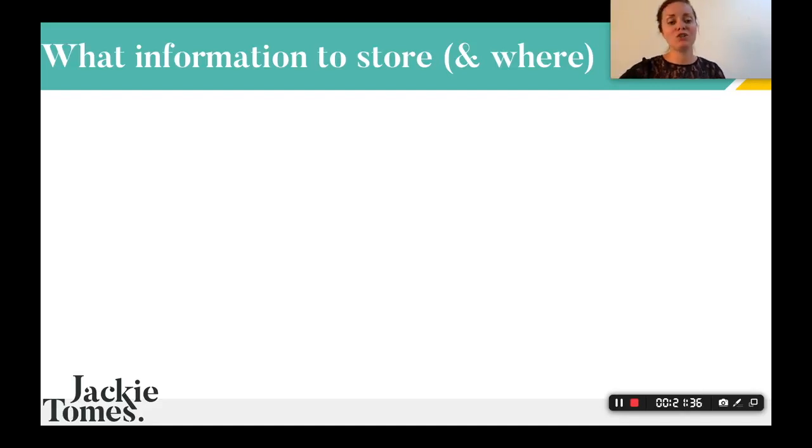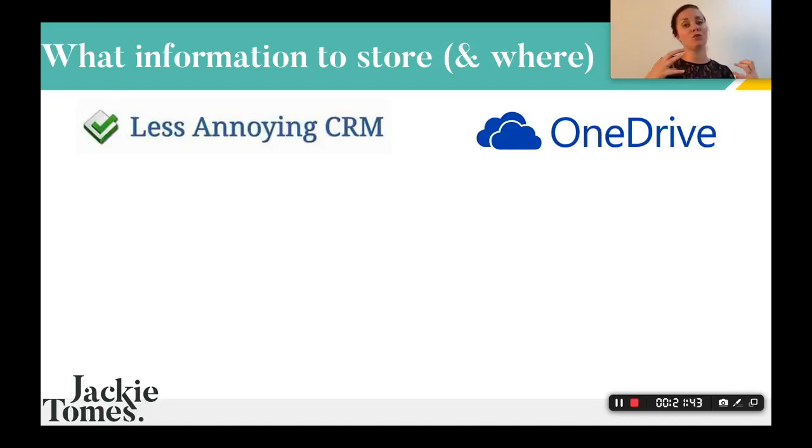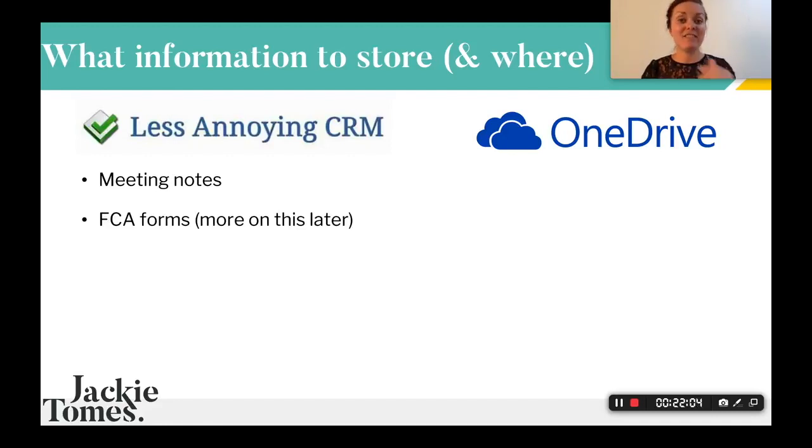Right, so what information to store and where? You've got your CRM system on the one hand, and you've got your file storage system on the other hand. They're both still needed for this. So the way that we split it is, in the CRM system, that's where you can save any sort of more general meeting notes. If you have a call, you can pop some notes very easily and quite informally in there. And any FCA forms that they have filled out can be attached to that contact in there too.